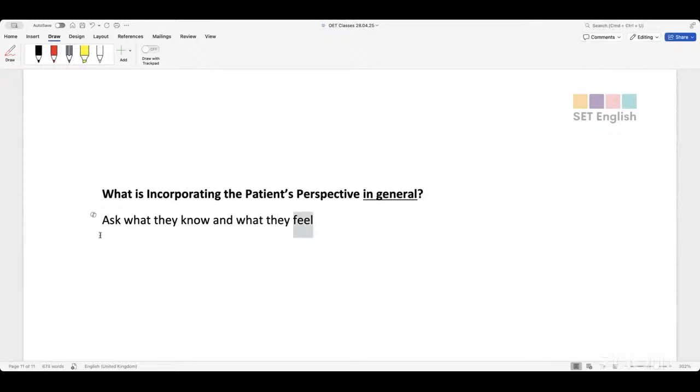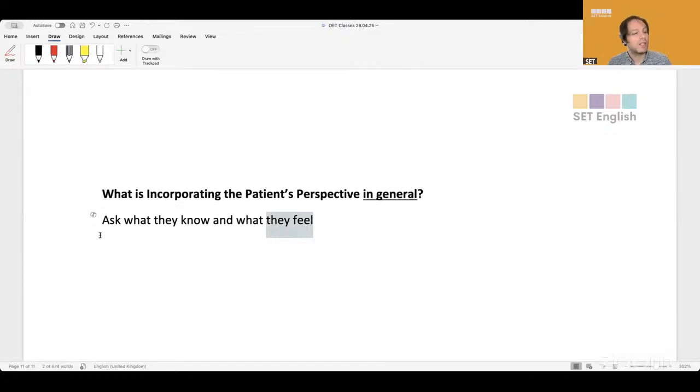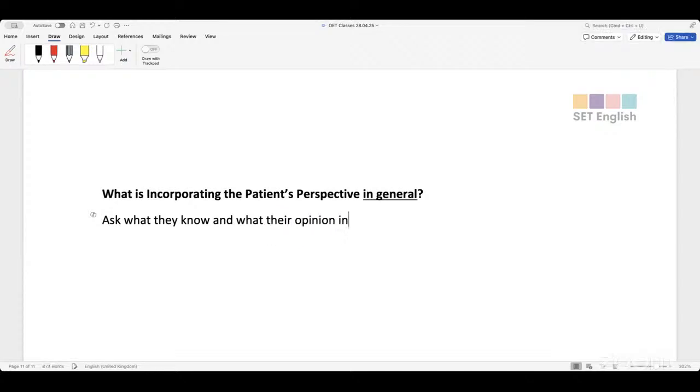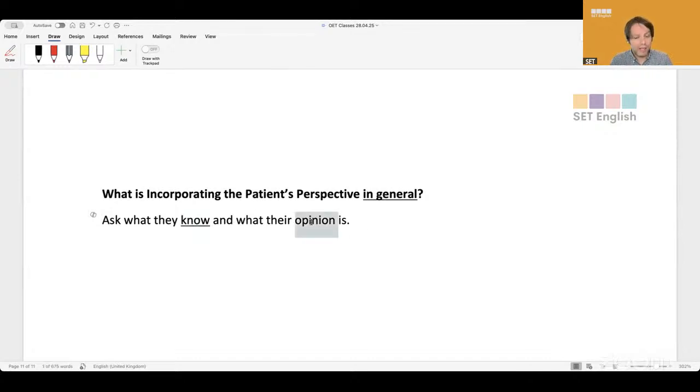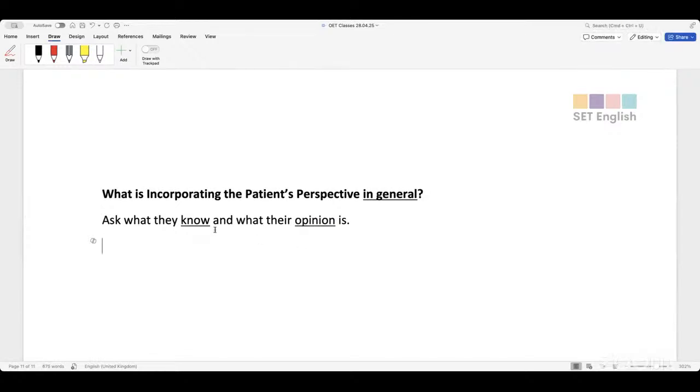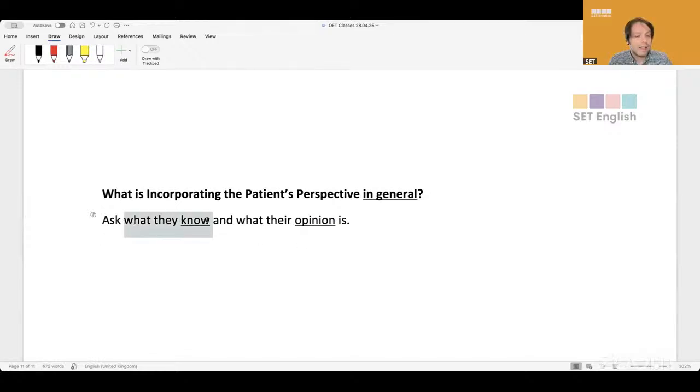What did they know, their opinion? I know she said two things though, guys. I've forgotten, what did she say? Ask what they know and what their opinion is. What their perspective, like thoughts. So only one of these is patient's perspective. Guys, is knowing perspective or is opinion perspective? Which one? Opinion. Yeah, it's opinion.